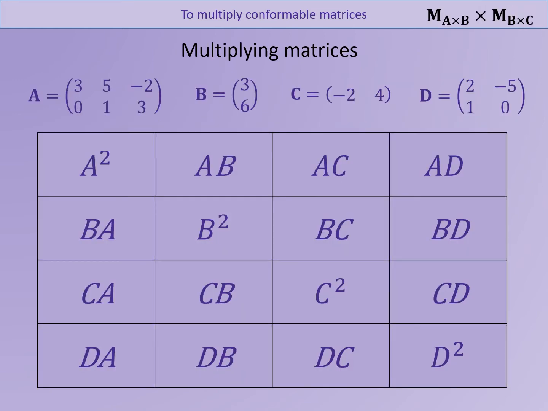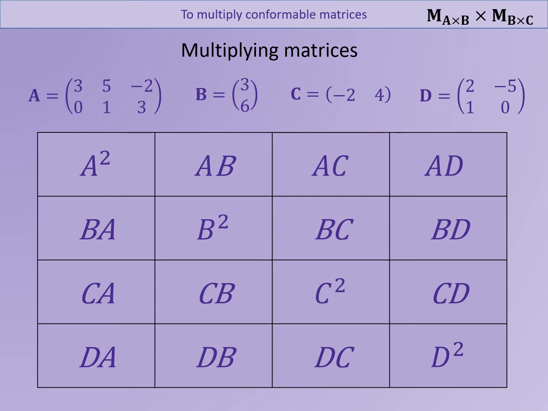Here are matrices A, B, C and D. Your job is to see which of the following from the grid are not possible and which are possible. If they are possible, see if you can work out the answer to them. Just as a little bit of help here, a little guidance.